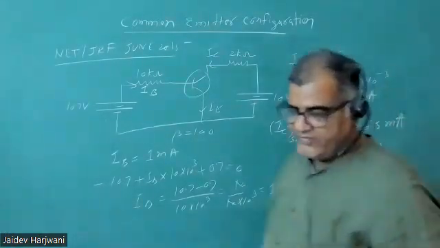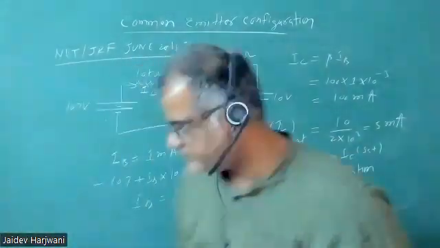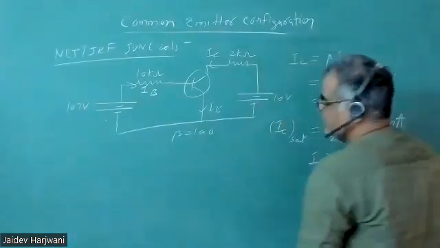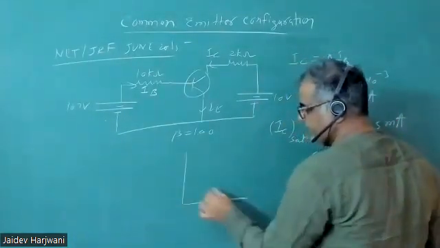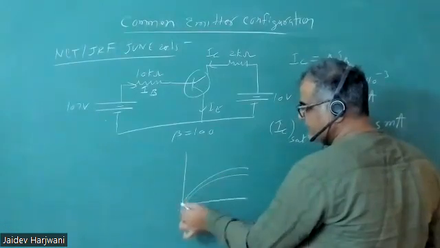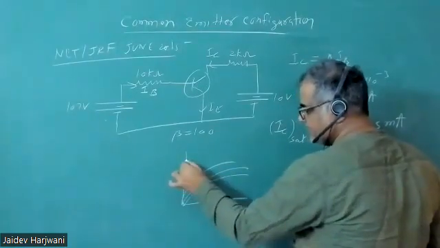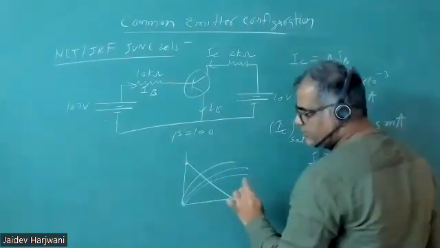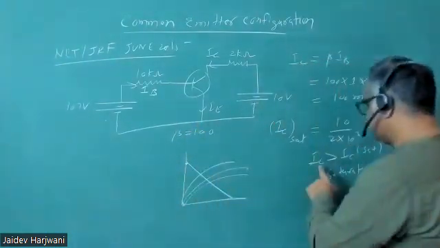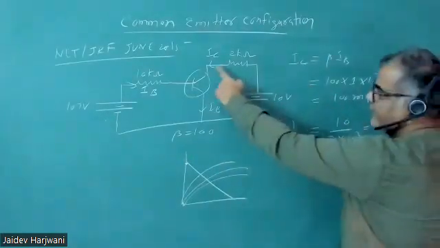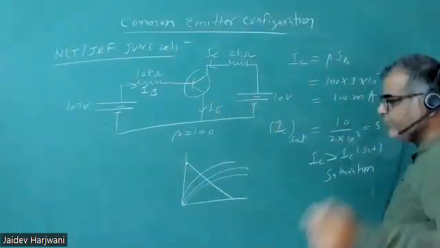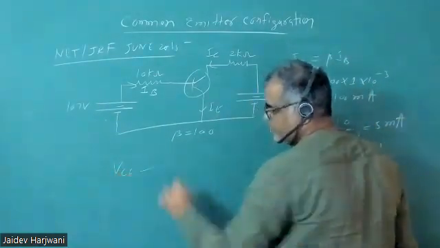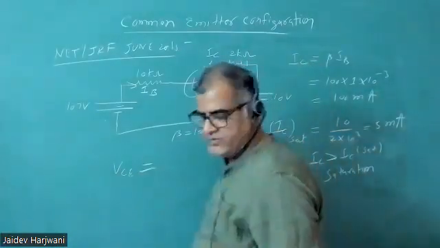Now if you look at your graph, whenever you are in saturation, you are here. Whenever IC gets saturated, your VC is automatically 0. If you put the IC value here and use it to calculate VCE, that will come negative. First calculate how much is coming. What is the VCE value in the circuit? Tell me.